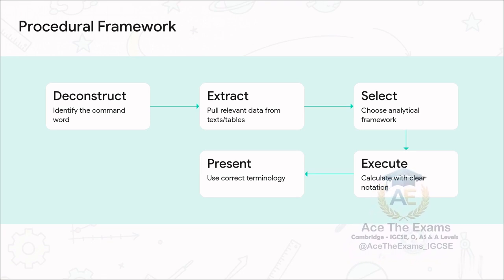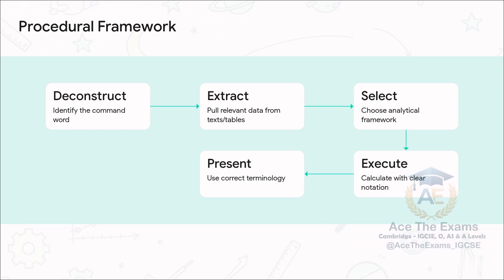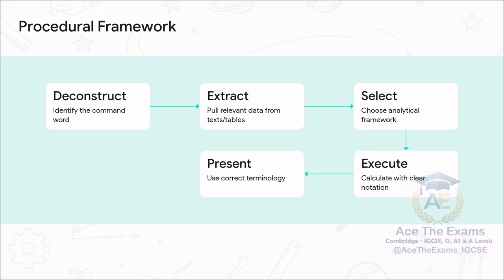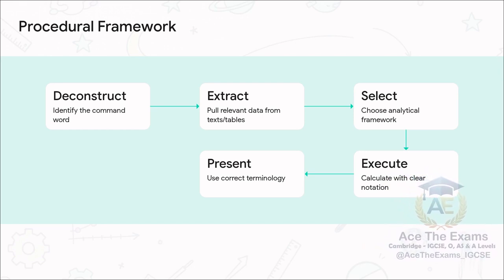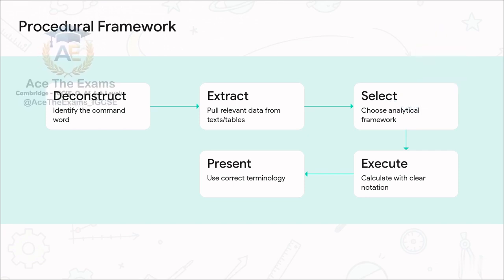Is it asking you to describe or explain? Those require vastly different answers. Step 2. Extract relevant data from the given tables or text. Step 3. Select your analytical framework, like the Peel method we talked about. Step 4. Execute with clear mathematical notation. Always write down the base formula before plugging in any numbers. And Step 5. Present the final answer with correct terminology.